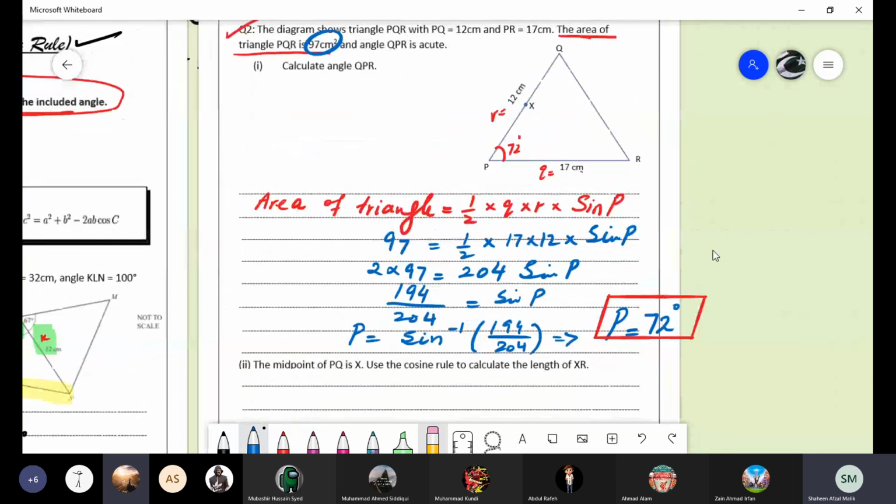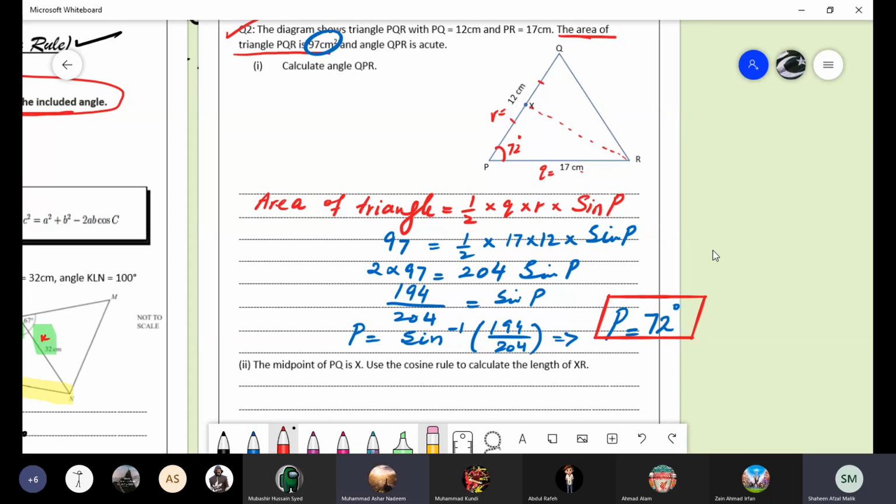Part 2. The midpoint of PQ is X. Use the cosine rule to calculate the length of XR. See the X here? This is actually the midpoint. So if this is a midpoint, it means we have one line from this point to this point. Midpoint is actually the point that divides your side into exactly two equal parts. This part and this part are equal if it is a midpoint. So what you want to find out, use the cosine rule to calculate the length of XR. We have to calculate the length of this side, X and R.